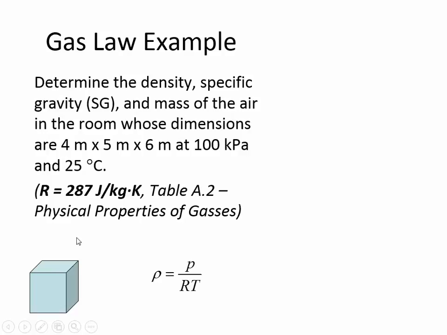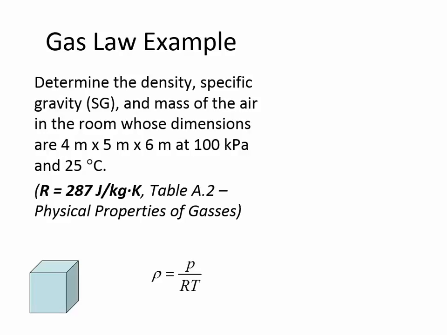Let's take, for example, what if we had a room that's approximately 4 by 5 by 8? And that's roughly the dimensions of this room. If we had the pressure as 100 kPa, which is approximately atmospheric pressure. Atmospheric pressure at sea level at standard temperature is 101.325 kPa. So here it's 25 Celsius, 100 kPa, and it's 4 by 5 by 6 meters, the volume.